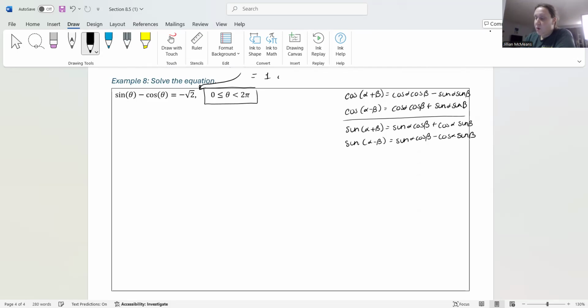equal to 1 or negative 1. It'll just make life easier for us down the road. So let's go ahead and divide all three terms by root 2.